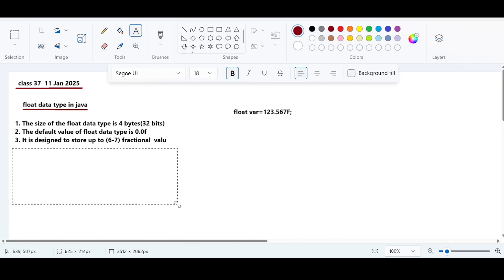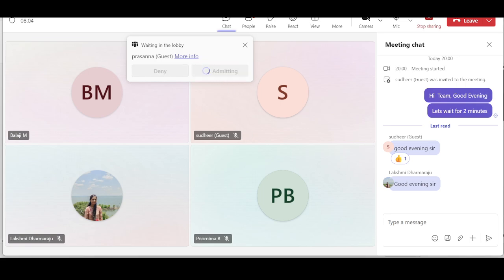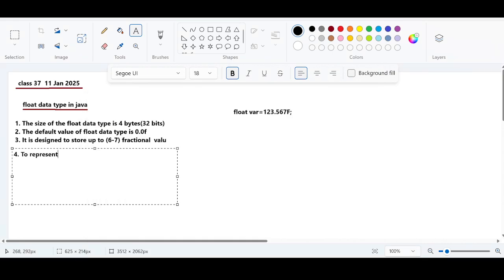There is a point that you would come across very often when you read about float data types: to represent floating point numbers in computers, the IEEE 754 floating point standard is adopted. What does it really mean?